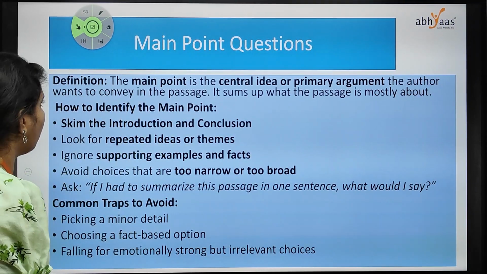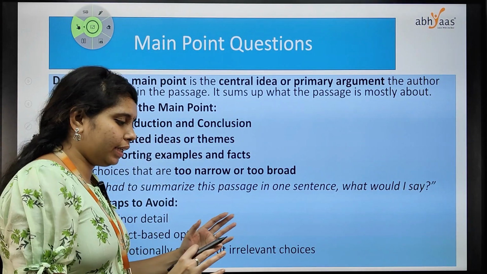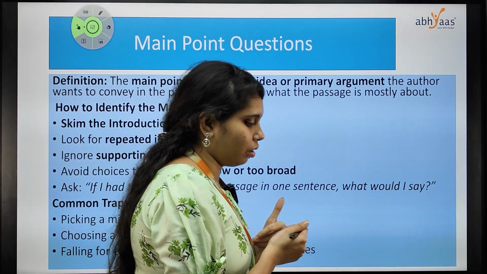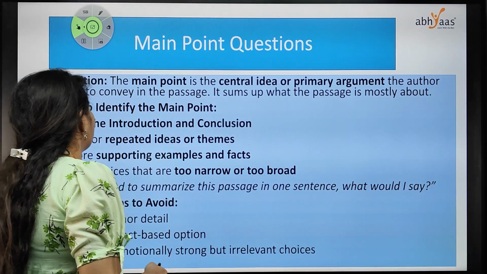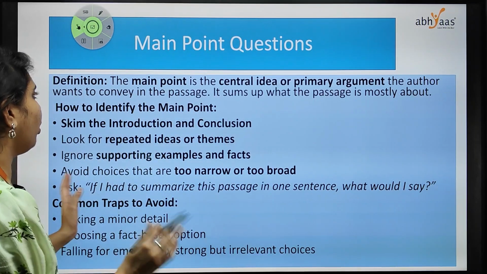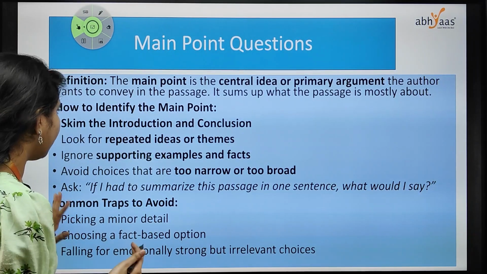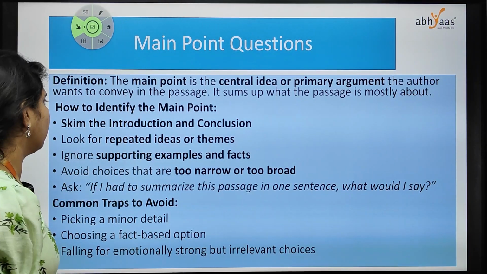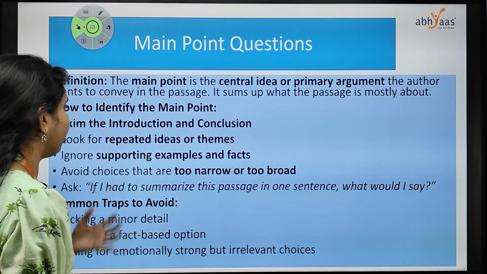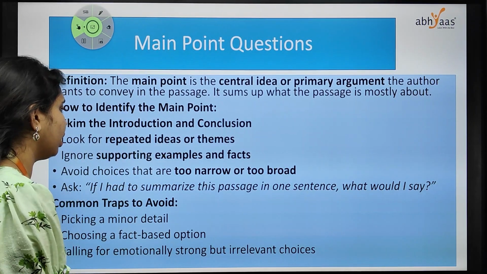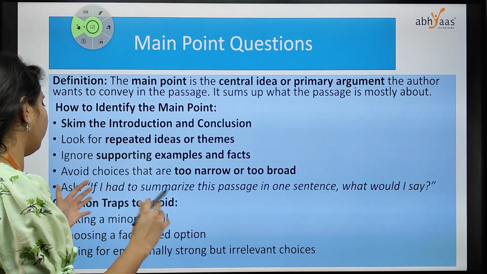Let's move on. So now let's discuss the main point questions. These are very popular kinds of questions. You must have had them since your plus one, right? So the main point is just the central idea, the primary argument of the author. How would you identify it? You can skim the introduction and conclusion. You can look for repeated ideas or themes, supported examples and facts, and always avoid choices that are too narrow, too broad, or too vague.